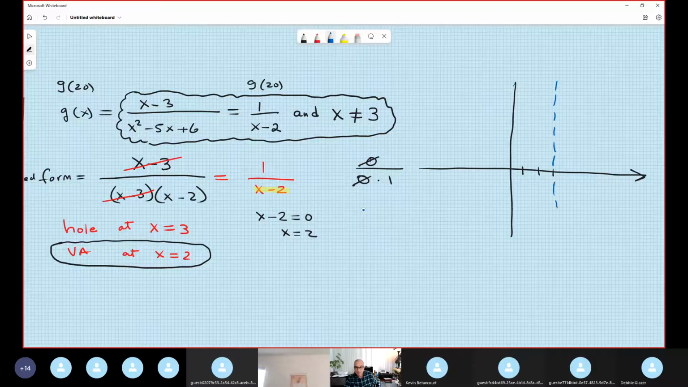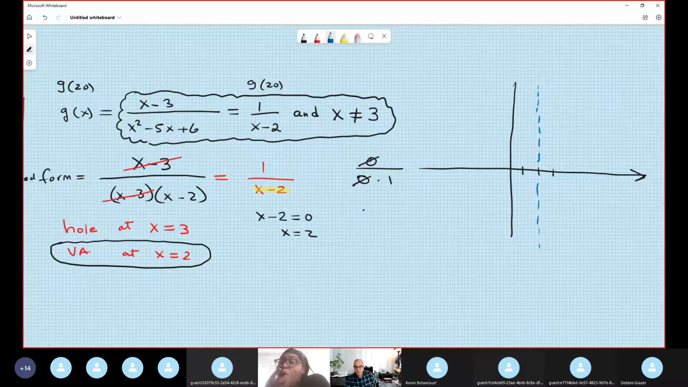En 3, no, en 2, sorry. En 2 is a vertical asymptote. Here. En 2. This is 2. This is 1, this is 2, this is 3. And this is the X axis. And this is the Y axis.